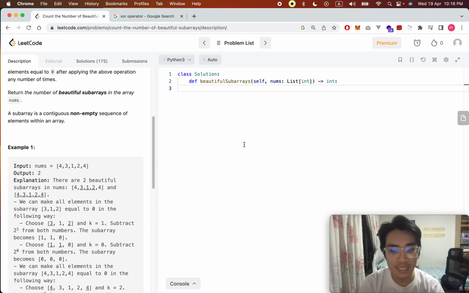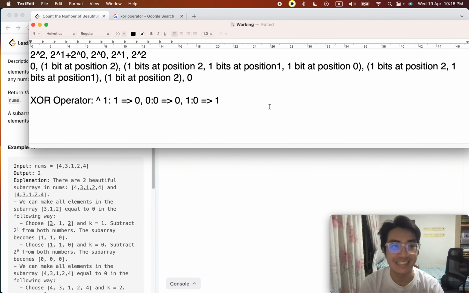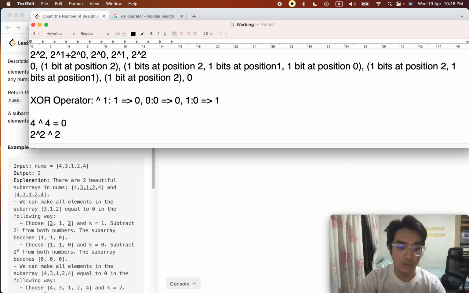Okay, so the key to understanding how to use the XOR operator is this. When you have two values XOR together, say 4 XOR 4, or any two values which are identical, you get 0. Now why is this the case? The reason is because, remember, when they are the same, either 1 1 or 0 0, they both become 0. So both 4 4 will become 2's power square XOR 2 squared, right? So basically this removes both of the bits in the 2 position, and this becomes 0 effectively.